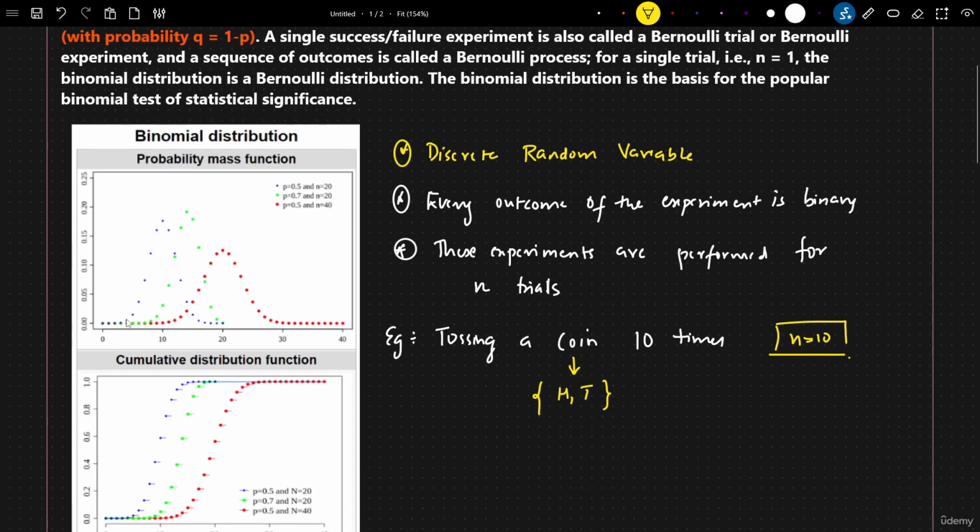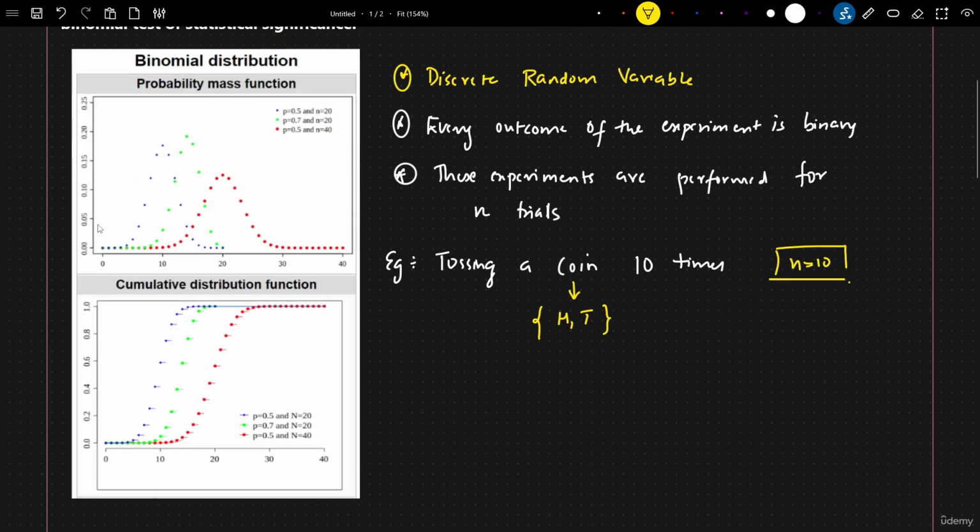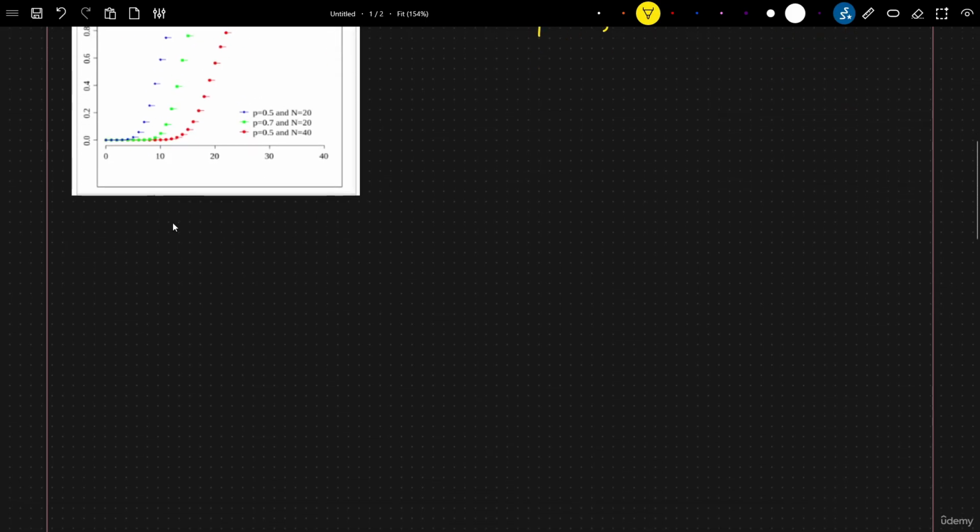Here, if I say my probability is 0.5 and n is equal to 20 trials, I will be getting this blue color, something like this. With p equal to 0.7 and n equal to 20, you will be able to see it over here. And with p equal to 0.5 and n equal to 40, you will be able to see some distribution that I'm getting over here. How this distribution is constructed, for this we use a PMF function, and the PMF of a binomial distribution, the formula looks a little bit different.